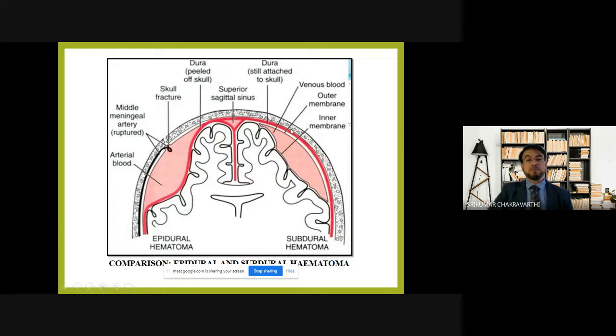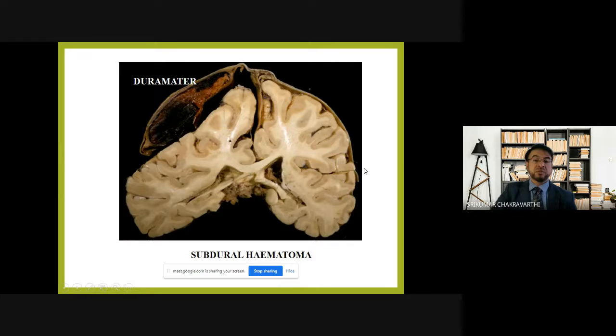Venous blood tends to accumulate because it is the bridging veins that are damaged more, while here it is the middle meningeal artery that is ruptured. But yet, in both cases, the brain tends to get compressed. Now, here is a gross post-mortem autopsy specimen of a brain that has been cut open. It is compressed because of blood that has accumulated beneath the dura mater. This is the dura mater, and the blood is accumulated beneath the dura mater.